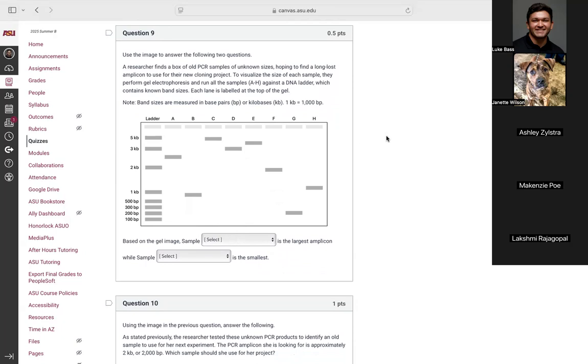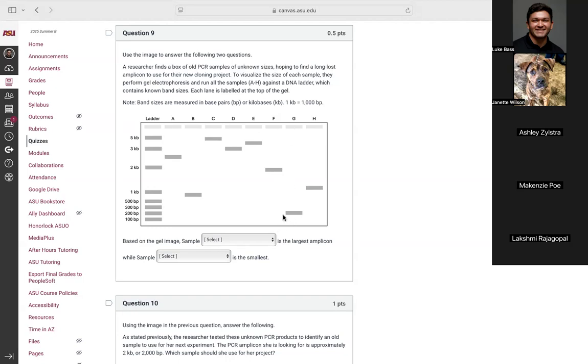So, all right, I see. Lakshmi, you're on the right page here. Liana, though, yours are flipped. And that's because the smallest samples will travel the furthest down the gel. If you're looking at lane G here, you'll see that this band is the furthest down the gel. Here's the top, here's the bottom.